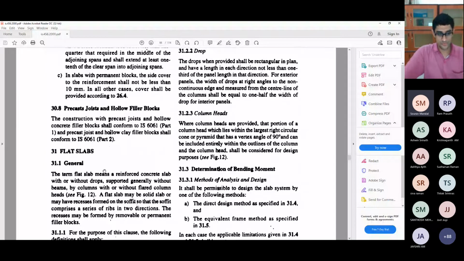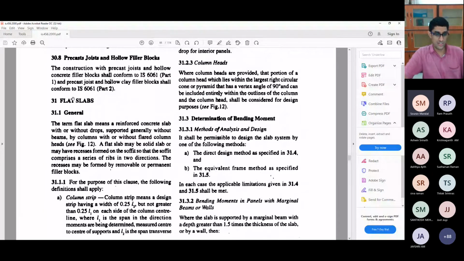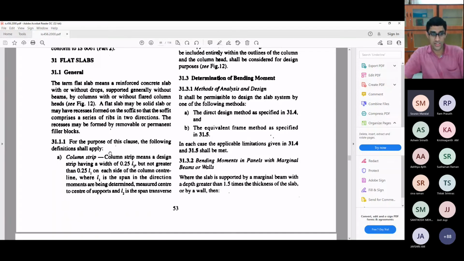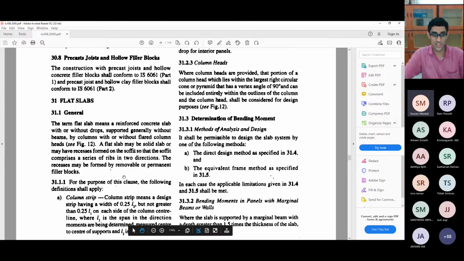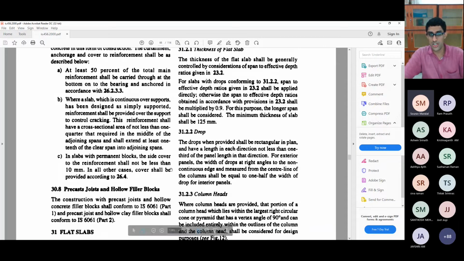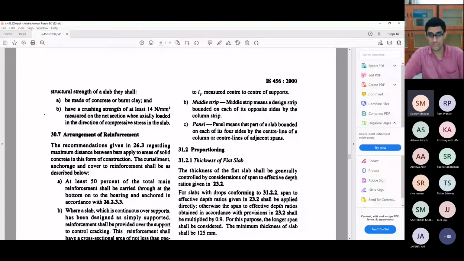So here, on page 53, you have provisions related to flat slabs. For flat slabs, it gives you the definition of column strip and middle strip. Column strip means a design strip having a width of 0.25 L2, but not greater than 0.25 L1, where L1 is the span you are considering, and L2 is the span transverse to the direction you are considering. This is the column strip, and the middle strip is the remaining portion.